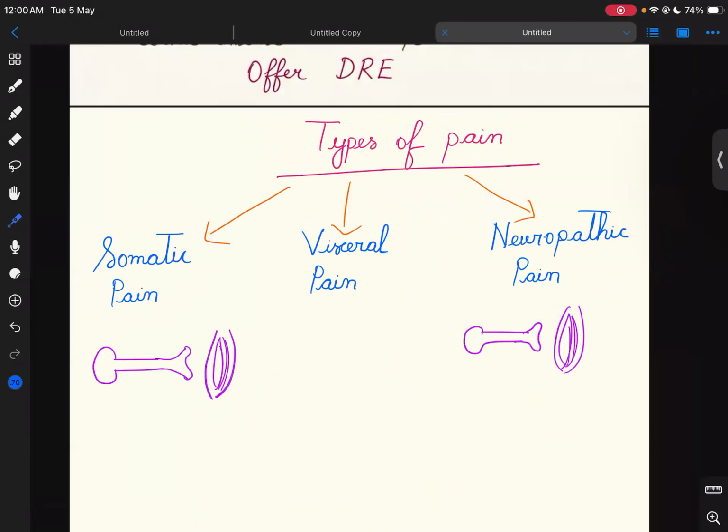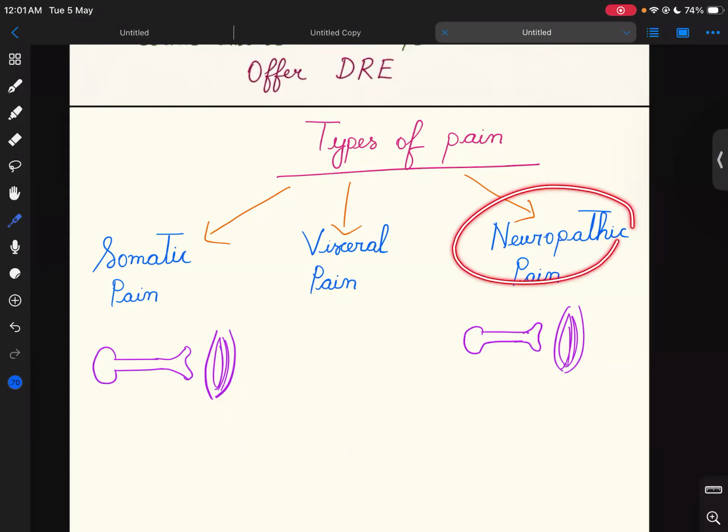Somatic pain means this is the nerve and this is going to a muscle. Whenever any pathology is happening in that part of the muscle, it is going to be sensed by that nerve, and this nerve is going to give a signal to the brain that this tissue is dying. This is called somatic pain. We can localize the pain to a specific part of the body. We feel this type of pain in case of burns, in case of trauma. We feel this localized pain.